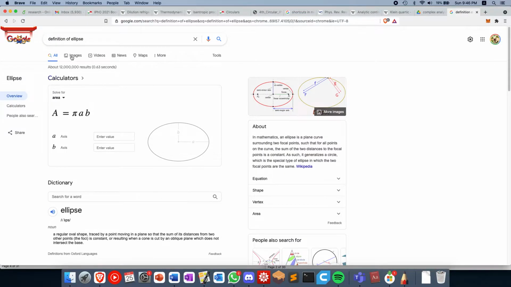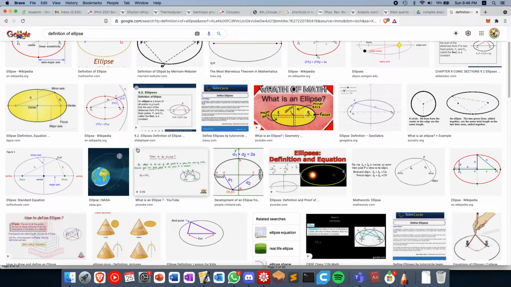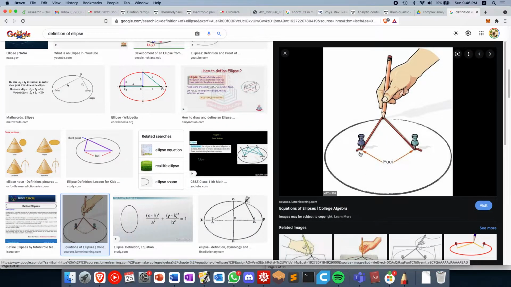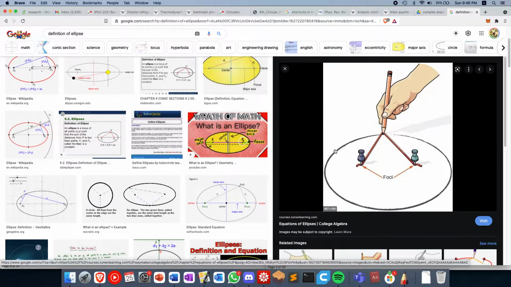You can see that there's this picture of people putting two pins and then putting a fixed length string, so the string cannot stretch, and then they use a pencil to draw the ellipse. So that's one way the ellipse is defined. There are other equivalent definitions, such as slices of a cone as well.